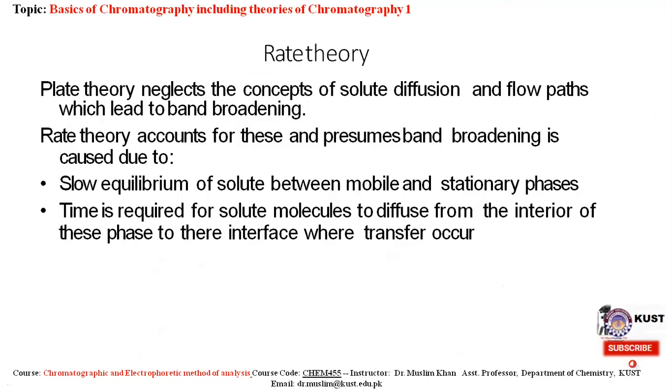So basically rate theory explains this band broadening. Plate theory neglects the concept of solute diffusion through the column and flow paths which lead to band broadening. Rate theory accounts for these and presumes band broadening is caused, number one, by slow equilibrium of solute between mobile and stationary phases, and the second is the time required for the solute molecule to diffuse from the interior of the phase to the interface where transfer occurs.